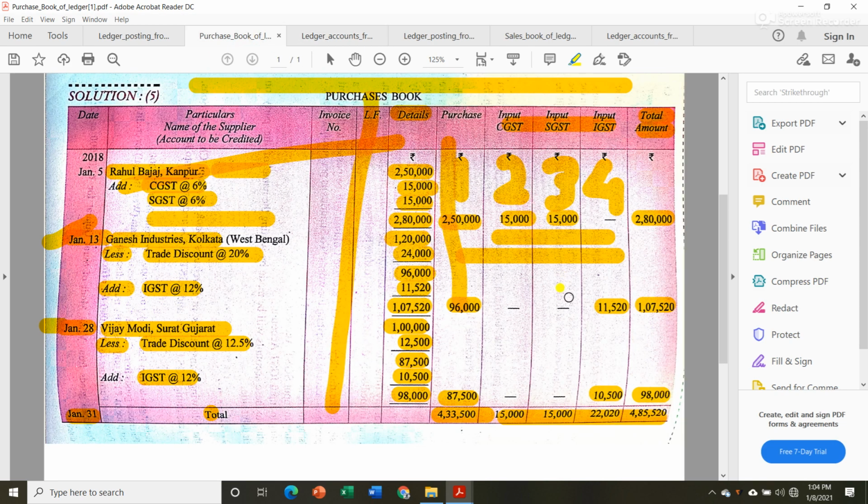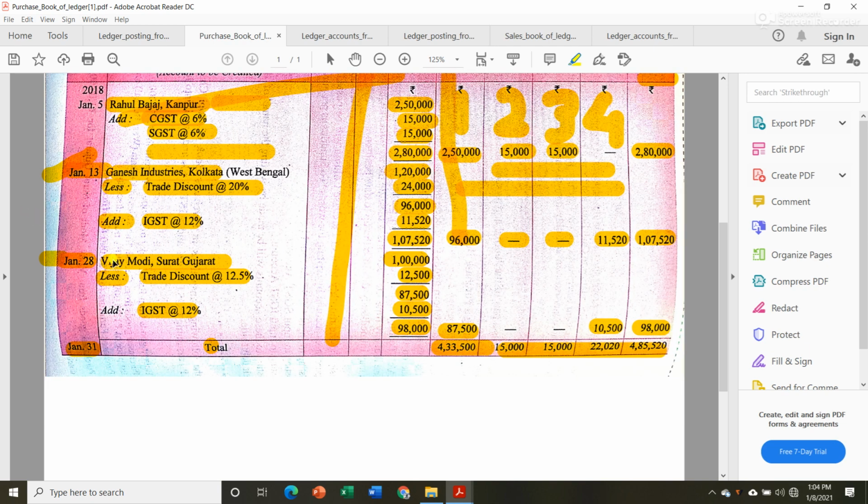Now these two columns are empty, so we are not going to write anything else. You just have to remember, you have to ignore this details column and total amount column. Okay, you have to focus only on these four important columns.